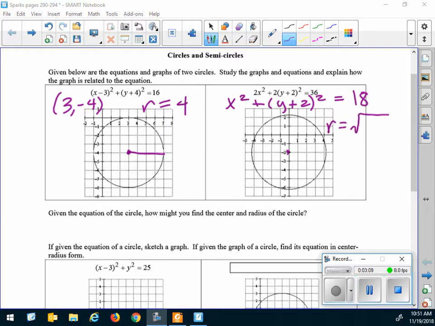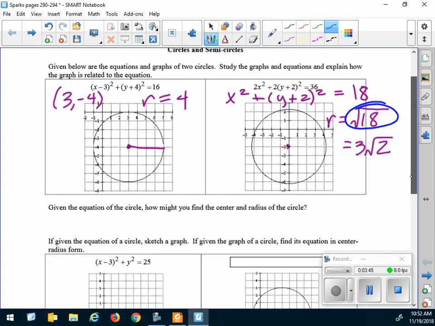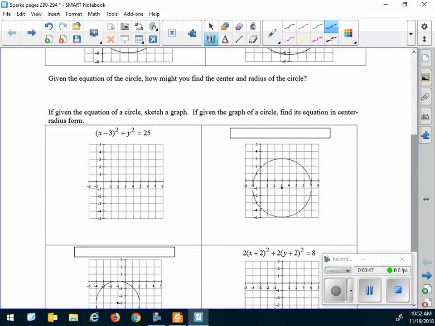So r is the square root of 18. Can you simplify that in your head? Say again? 3, yep, 3 square roots of 2. What two integers is the square root of 18 in between? Between 4 and 5, right, because 4 squared is 16, 5 squared is 25, so it's just a little bit more than 4. And that's what you were able to observe from the graph. Given the equation of a circle, you can find the center and the radius. Snap, already done.